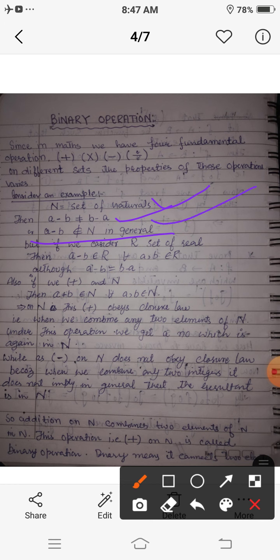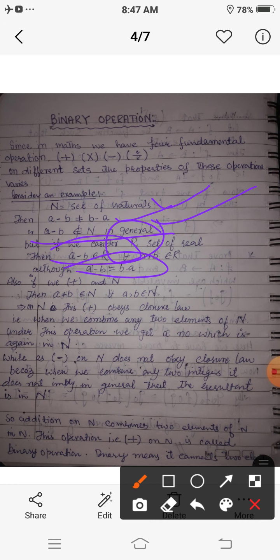While if we consider the same operation over R, that is the set of reals, then a minus b is always a real number, that is a minus b belongs to R always, although a minus b is not equal to b minus a. So from this we conclude that any operation, addition, subtraction, division and multiplication, its properties vary from set to set.